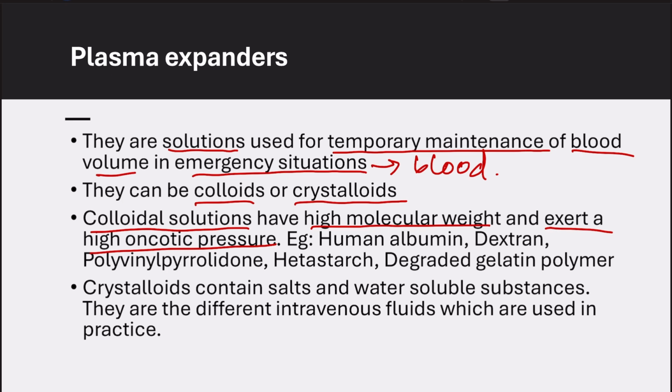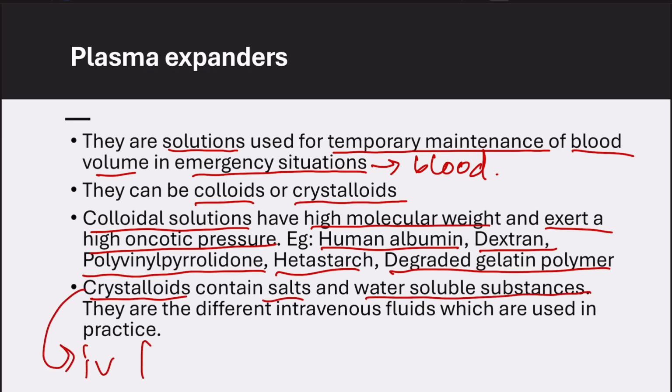Under this we have the following examples: human albumin, dextran, polyvinyl pyrrolidone, hetastarch, and the degraded gelatin polymer. Then we have the crystalloids, which contain salts and water-soluble substances. Crystalloids are nothing but the IV fluids, the different intravenous fluids which are used in practice normally.